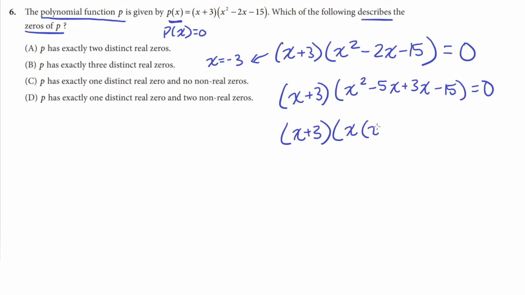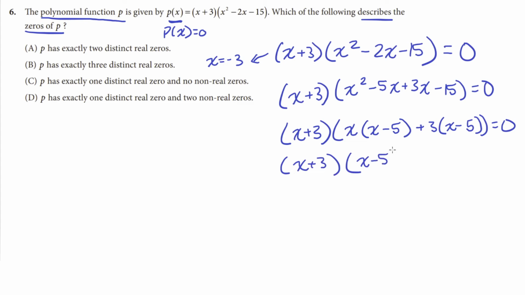times (x minus 5). So we just took the x out of these two terms and then factored a 3 out of these two terms. So now we see that x minus 5 is common to both. So let's factor that out. So we'll be left with (x plus 3) times (x minus 5) times (x plus 3).